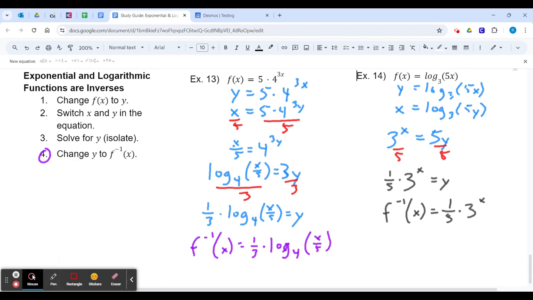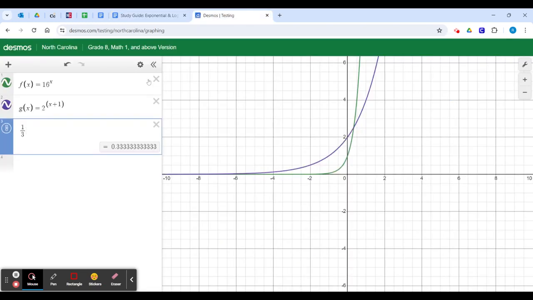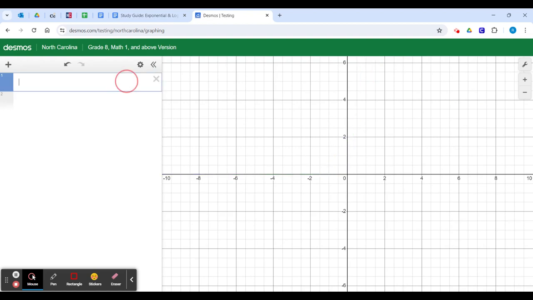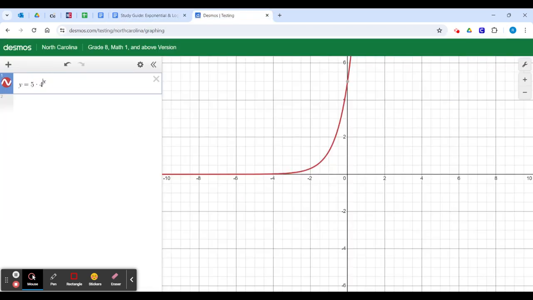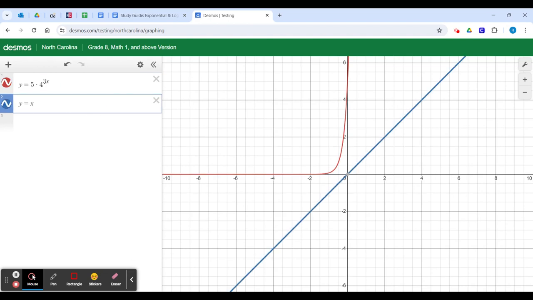Now, one way to check our work here is to throw these into Desmos. So if I throw my original function in, let's throw it in as y equals instead of f of x equals. So y equals 5 times 4 to the 3x. Okay, I get this graph here. And if I do this correctly, it should reflect over that line y equals x. I'm going to throw it in as a quick dash here.